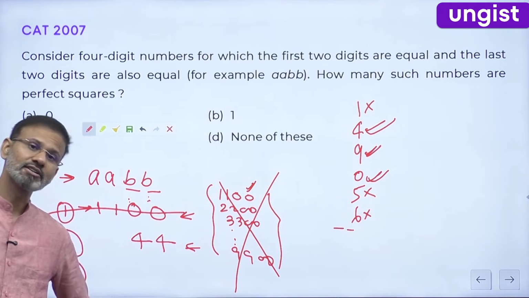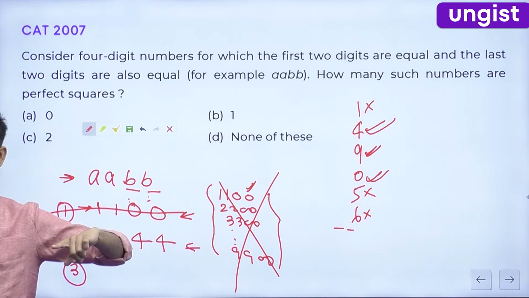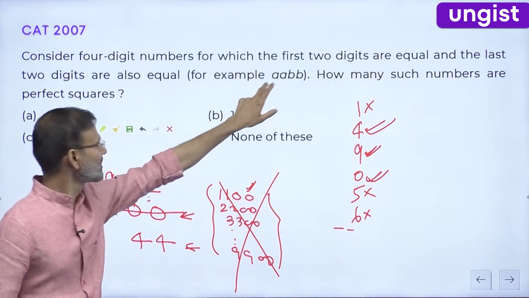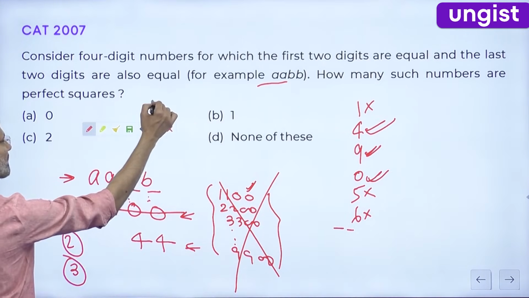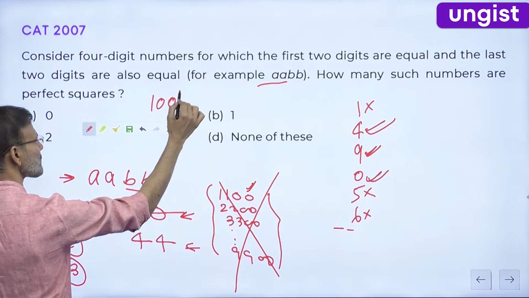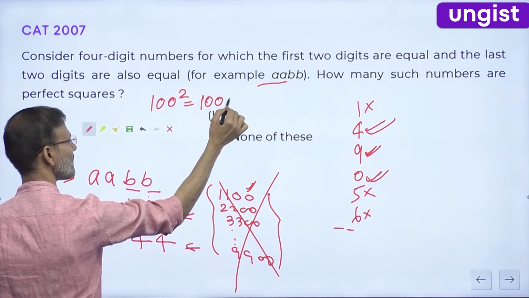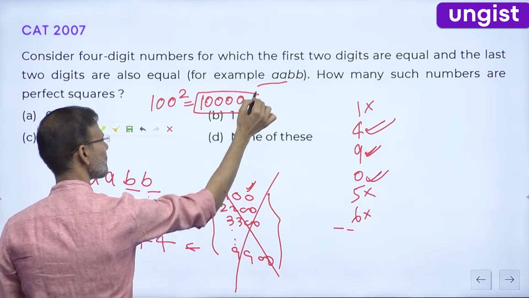And friends, since this is a 4-digit number, think about it. Everyone, this is a 4-digit number. 100 square is what? 100 square is what, guys? 10,000. This is how many digits number?